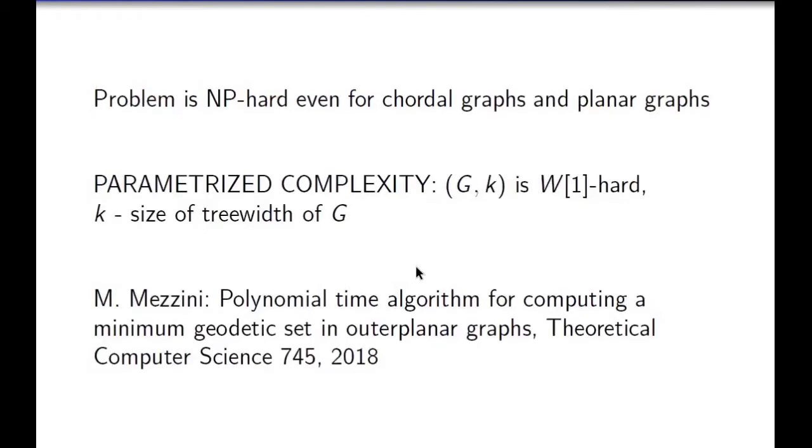As I mentioned before, the problem is NP-hard in general graphs, but it's also NP-hard for bipartite graphs or even for planar graphs. It also cannot be parameterized by the treewidth of G, but Mazzini in 2018 proposed a polynomial time algorithm for computing a minimum geodetic set in outerplanar graphs, graphs with treewidth equal to 2. Now I will show the main idea of the faster linear time algorithm for the problem in this class of graphs.